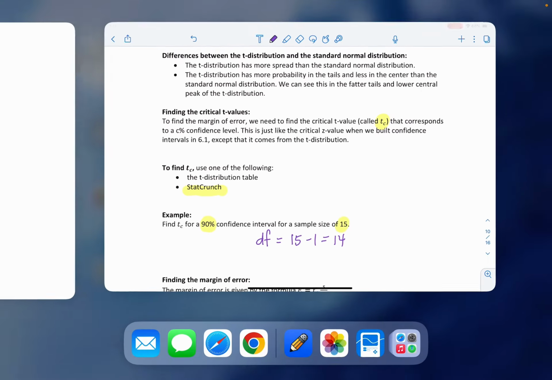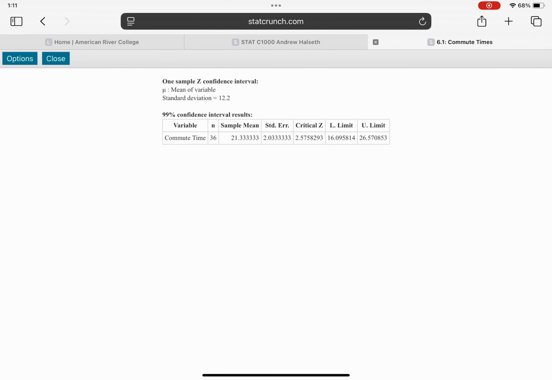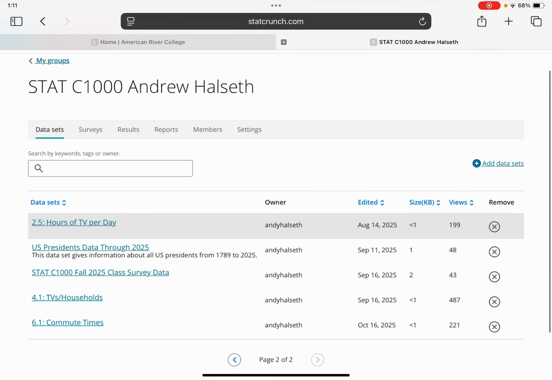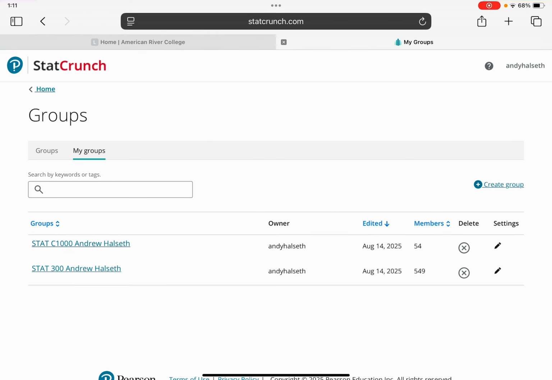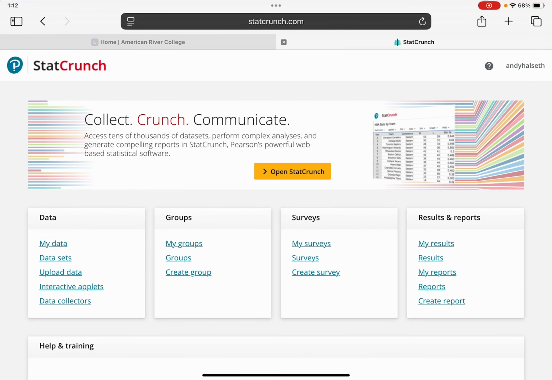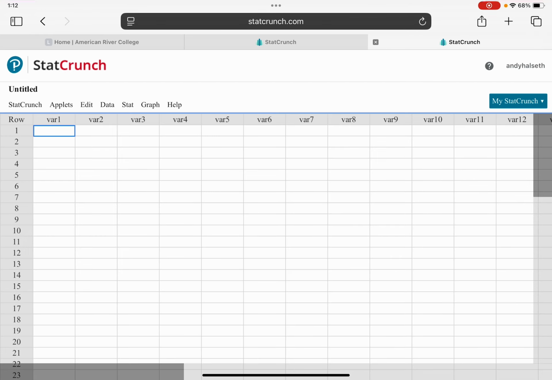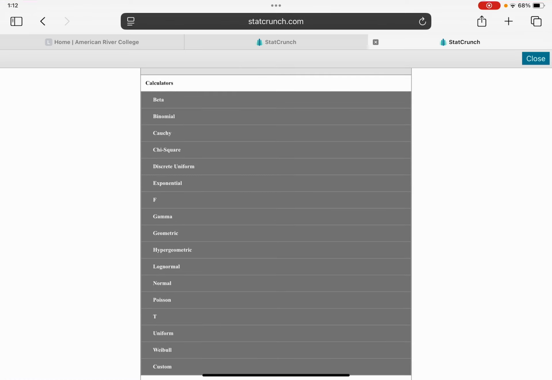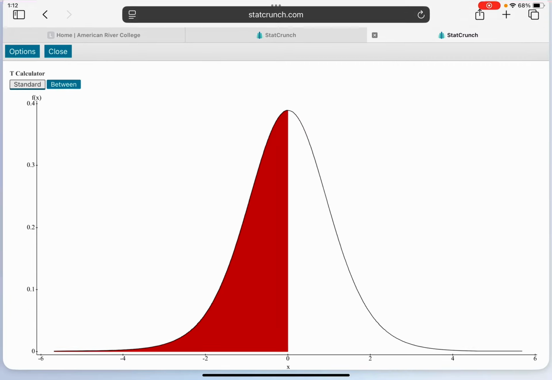Let's jump to StatCrunch and see if we can find it. Sorry, I got to get back to my home page. Okay, so we're going to just open StatCrunch. Got a main page here. Same location as we've been going, Stat. Now we're going to go under Calculators, a very first choice. And there's a new spot: if you look down, you'll see a choice T, or capital T. We're going to click on capital T, and there's our T calculator.